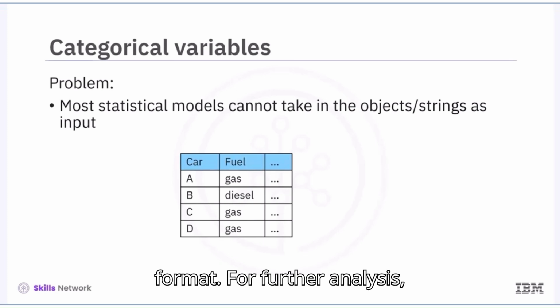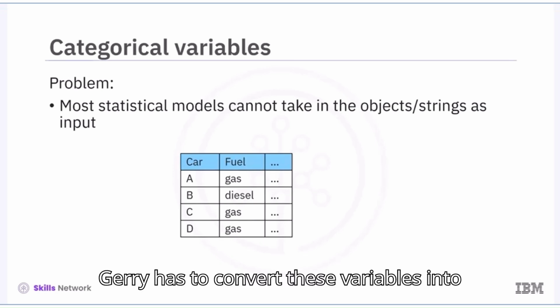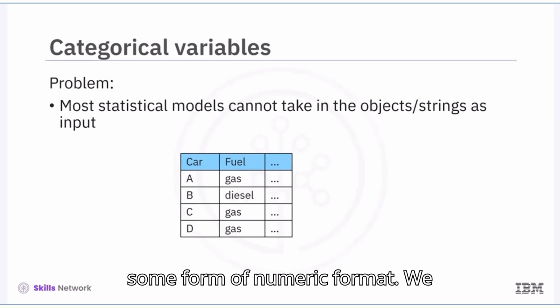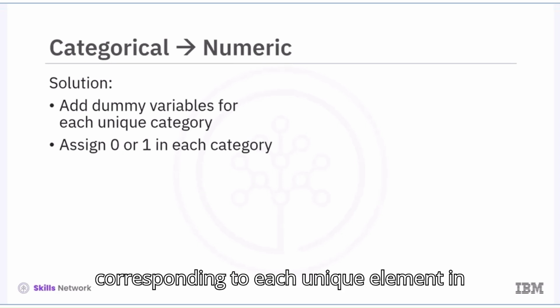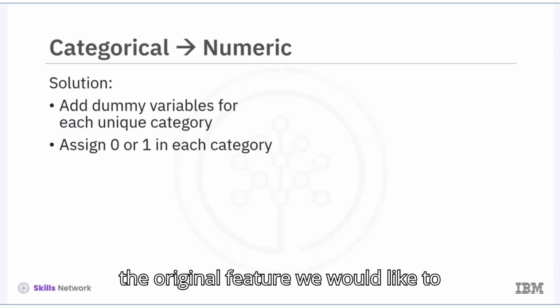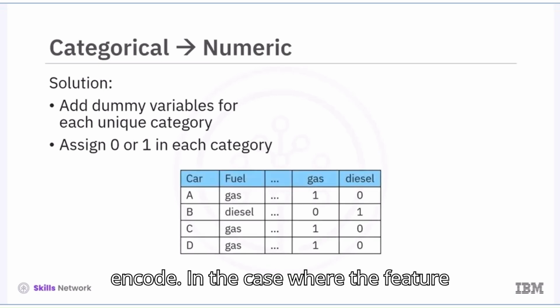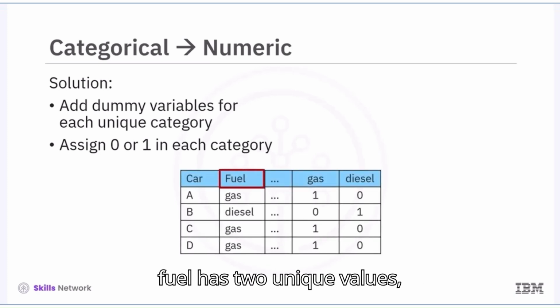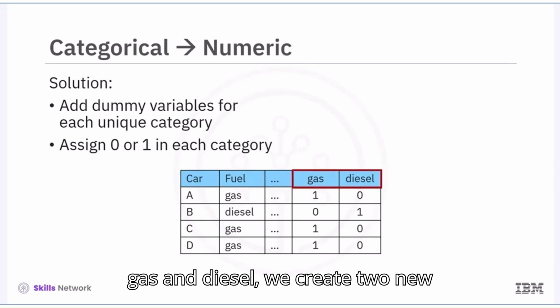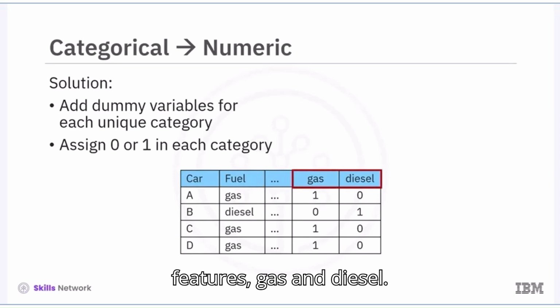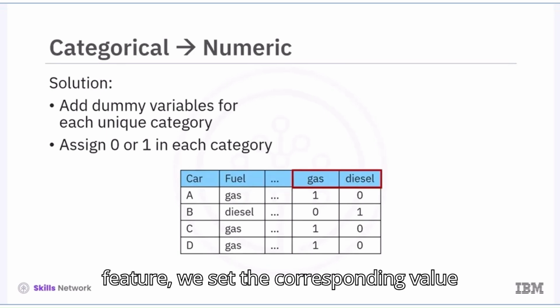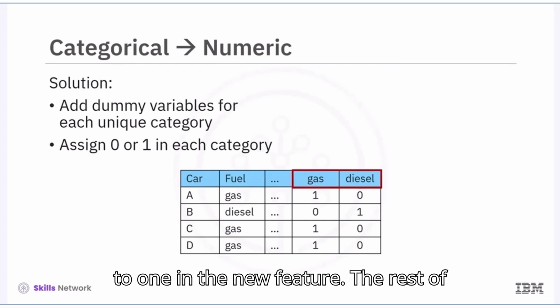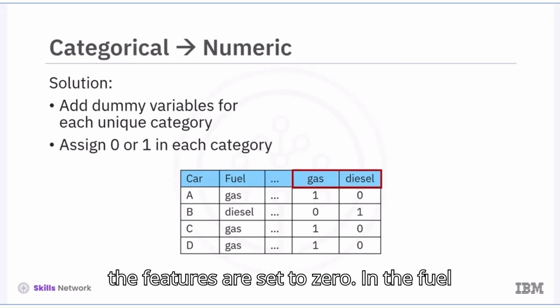For further analysis, Jerry has to convert these variables into some form of numeric format. We encode the values by adding new features corresponding to each unique element in the original feature we would like to encode. In the case where the feature fuel has 2 unique values, gas and diesel, we create 2 new features, gas and diesel. When a value occurs in the original feature, we set the corresponding value to 1 in the new feature. The rest of the features are set to 0.